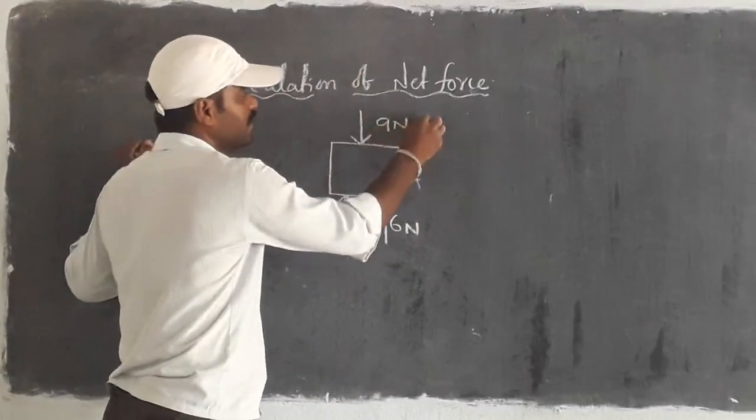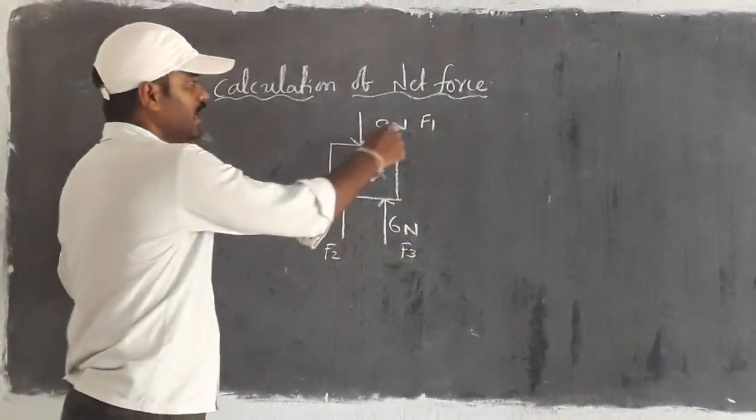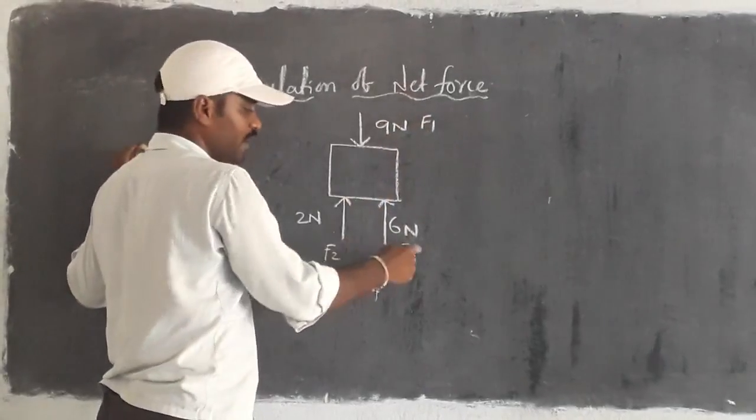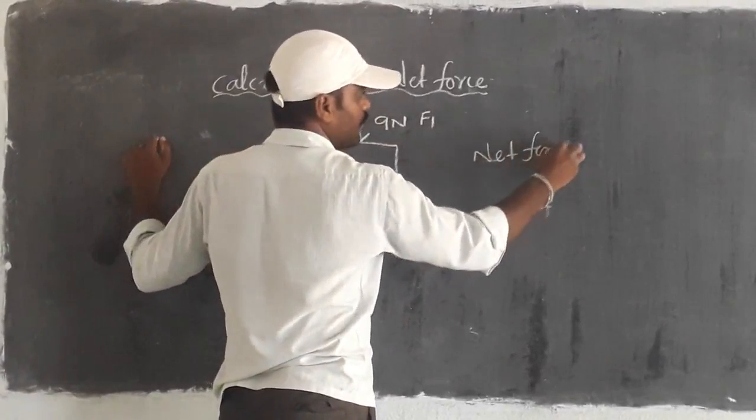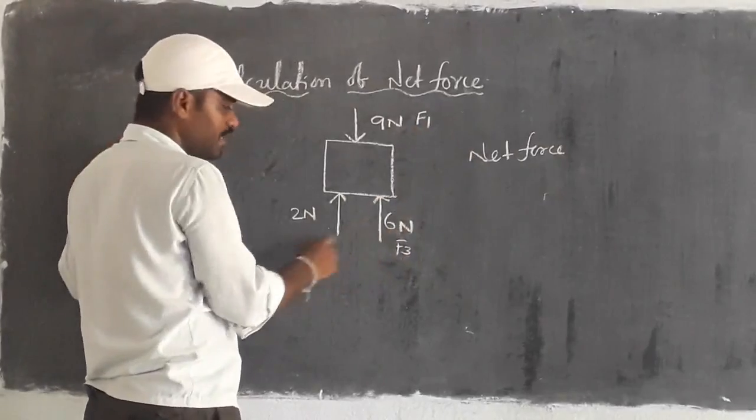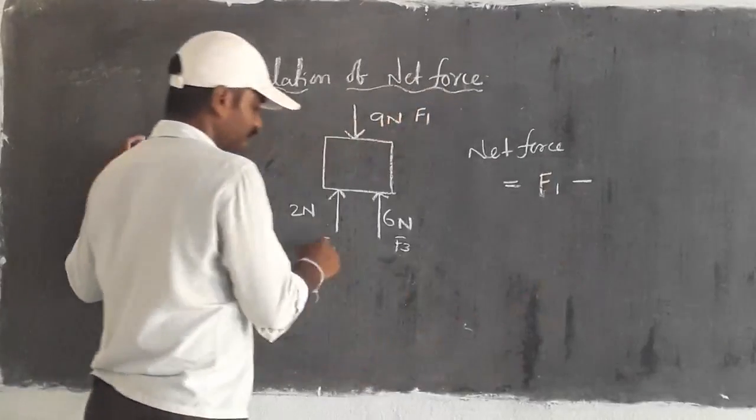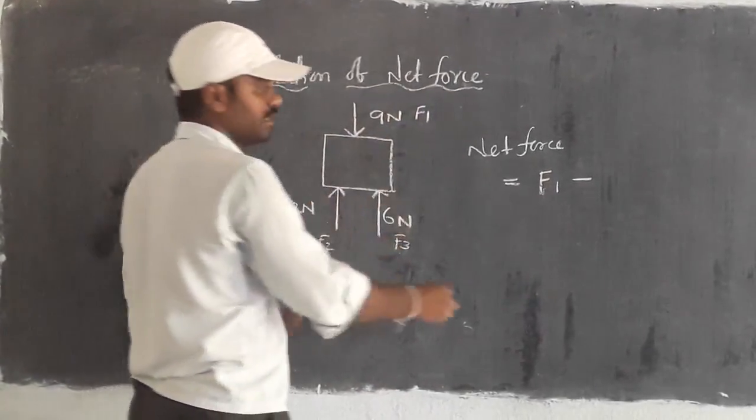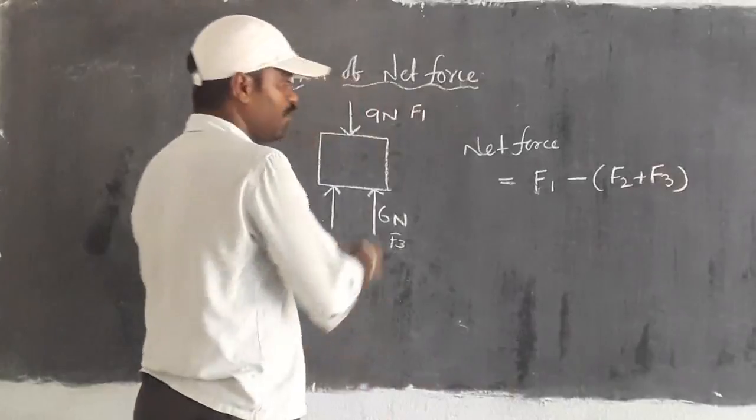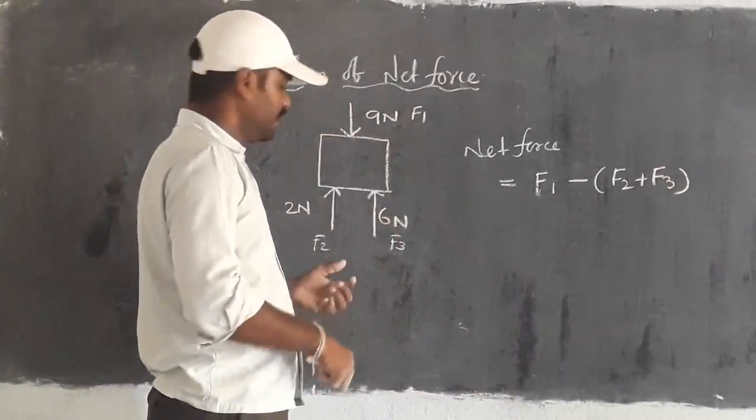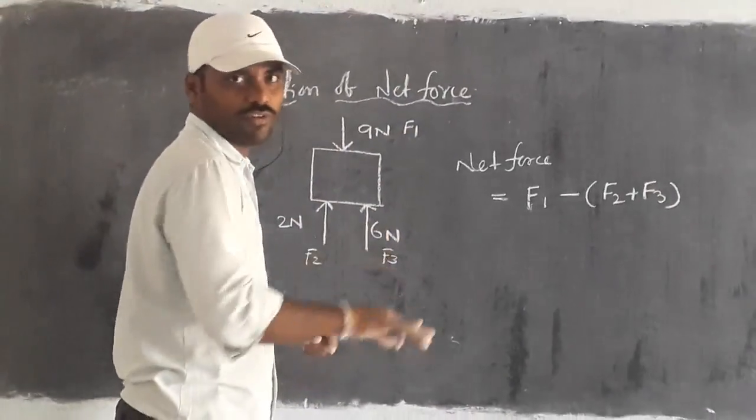Then consider this one as F1, this is F2 and this is F3. Here F1 is acting downwards, F2 and F3 are acting in the upward direction. For that, the net force is: are these two opposite side or not? Are these two same side or not? That you have to write. Here net force is F1 minus, and F2 and F3 are in the same direction, so you have to add: F2 plus F3. I am not writing the total content. You have to write that F2 and F3 are in the same direction, F1 is in the opposite direction. That statement you have to write while solving the problem.